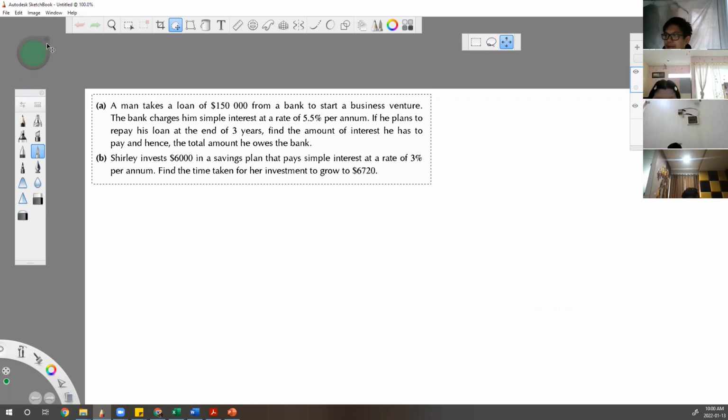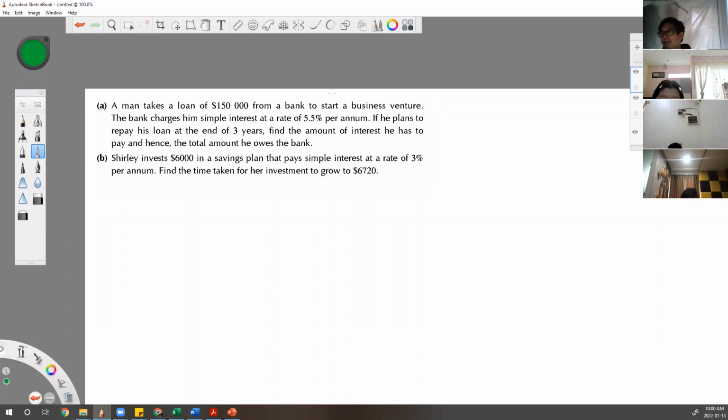Okay, a man takes a loan of 150,000 from a bank to start a business venture. The bank charges him simple interest at a rate per annum. Per annum means per year. So per year, 5.5%. In 3 years, how much money does he have to pay back? So borrowing money, you don't return the same amount. In 3 years he must pay back more, with the interest rate. So first we calculate the interest. We have to calculate the interest.